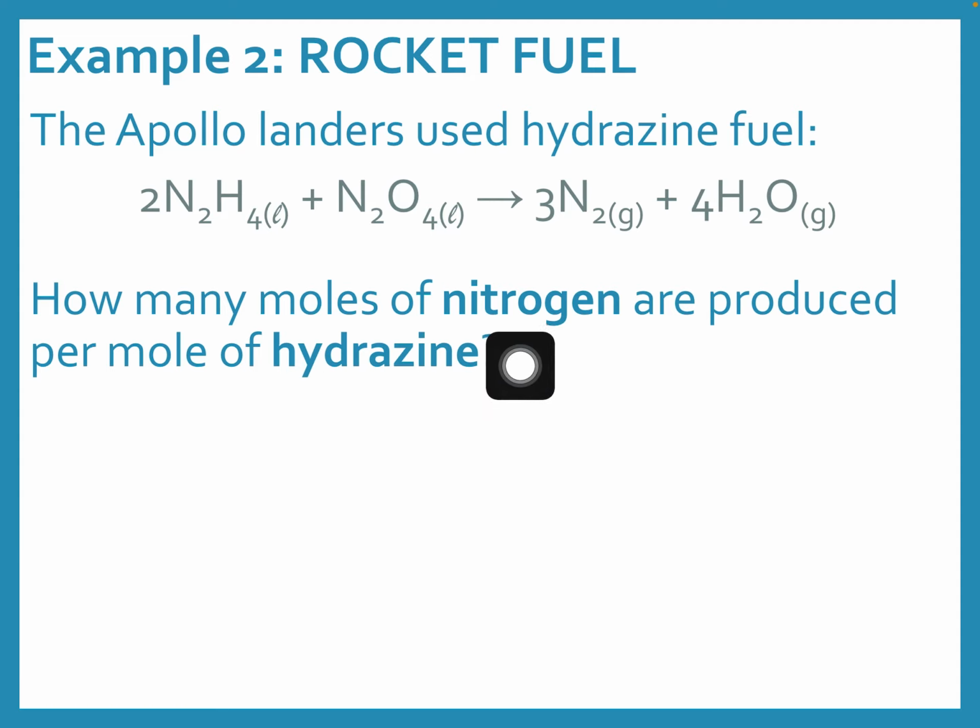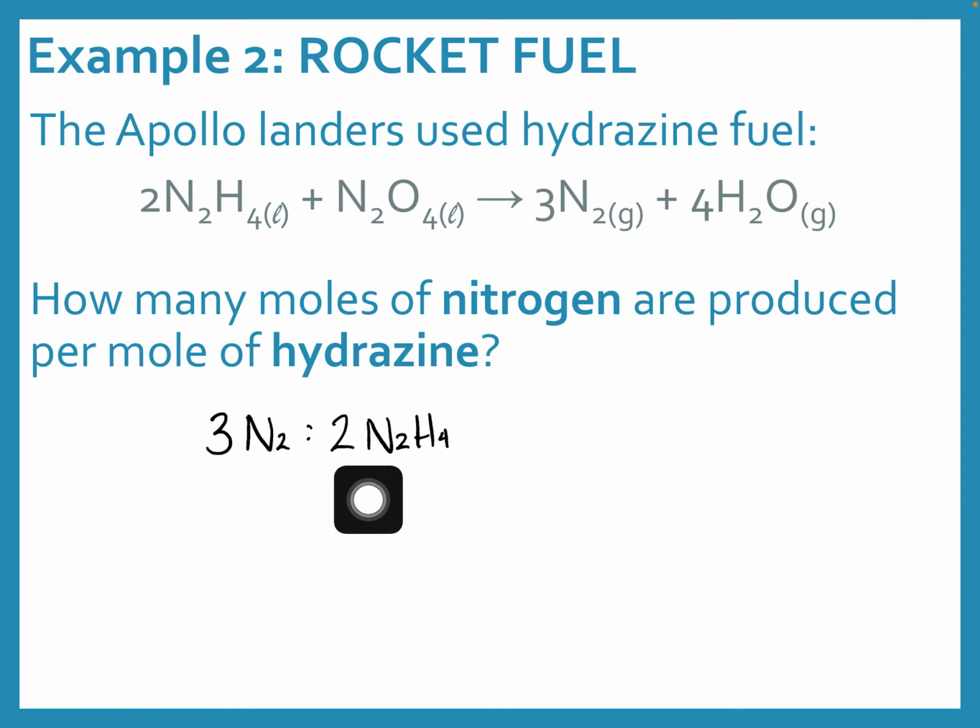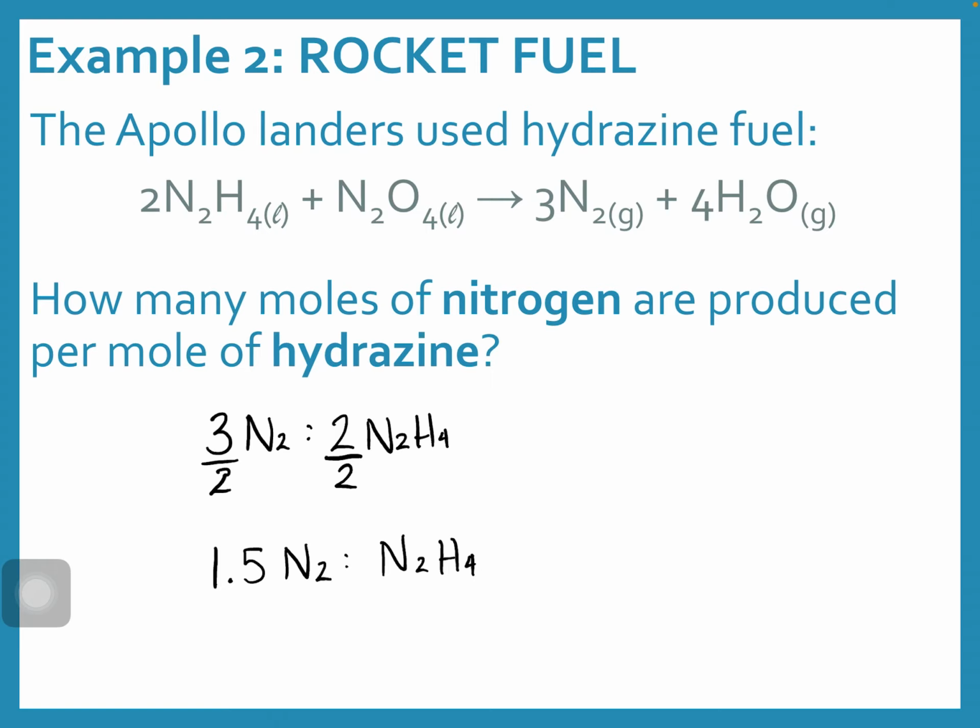How many moles of nitrogen per mole of hydrazine? For nitrogen, I have 3 moles produced for every 2 moles of hydrazine that are reacted. So how much per 1 mole of hydrazine? I need to divide this by 2, and divide that by 2 as well. So 1.5 moles of nitrogen are produced for every mole of hydrazine.